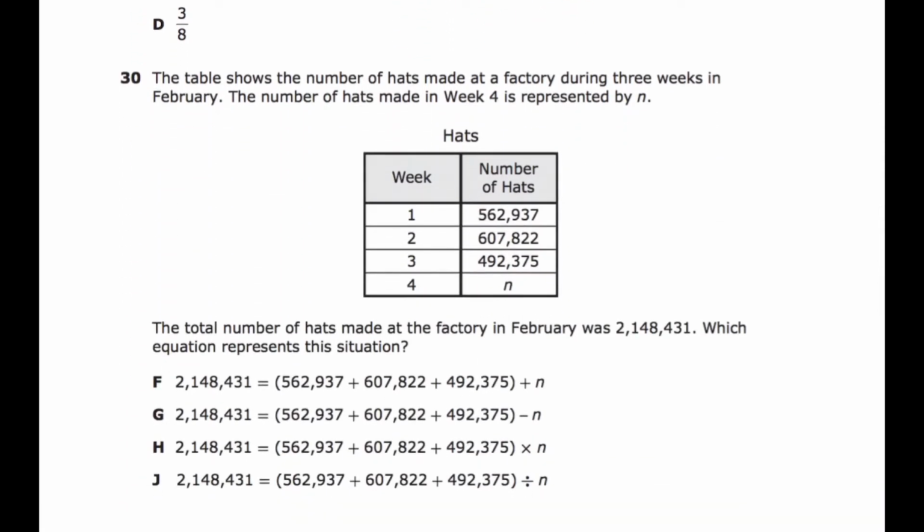Question number 30, the table shows the number of hats made at a factory during 3 weeks in February. The number of hats in week 4 is represented by the number n. The total number of hats was 2,148,431. Which equation represents the situation?